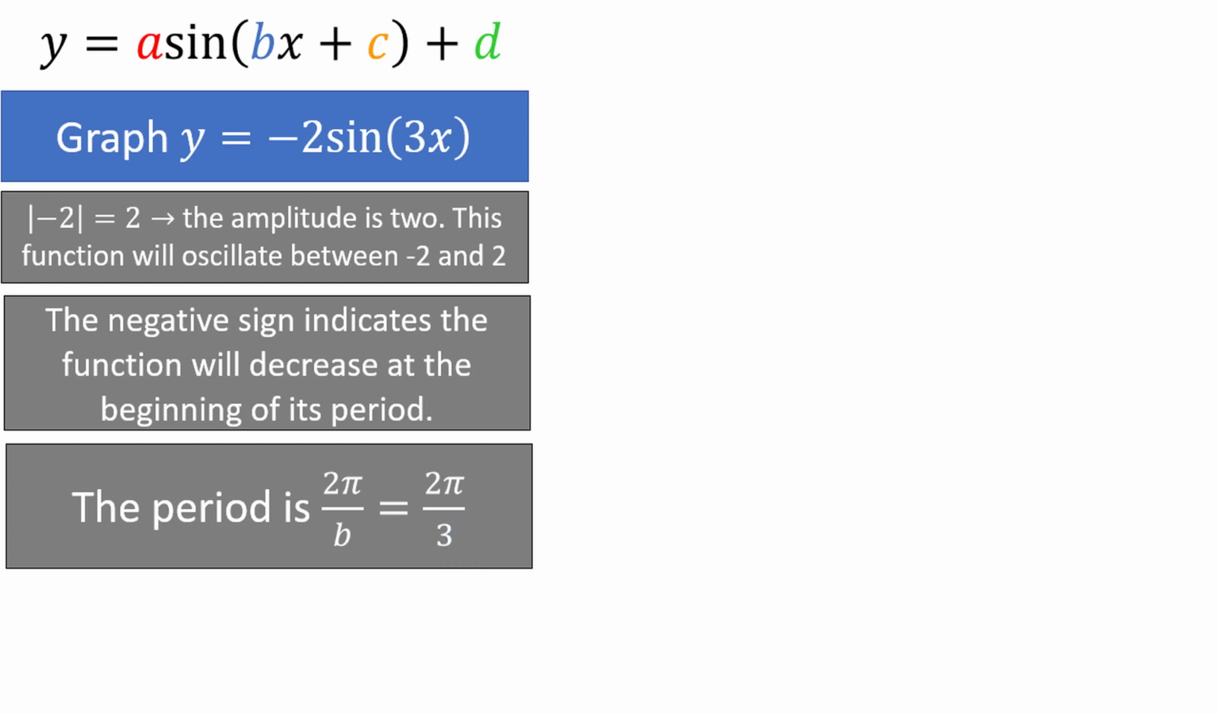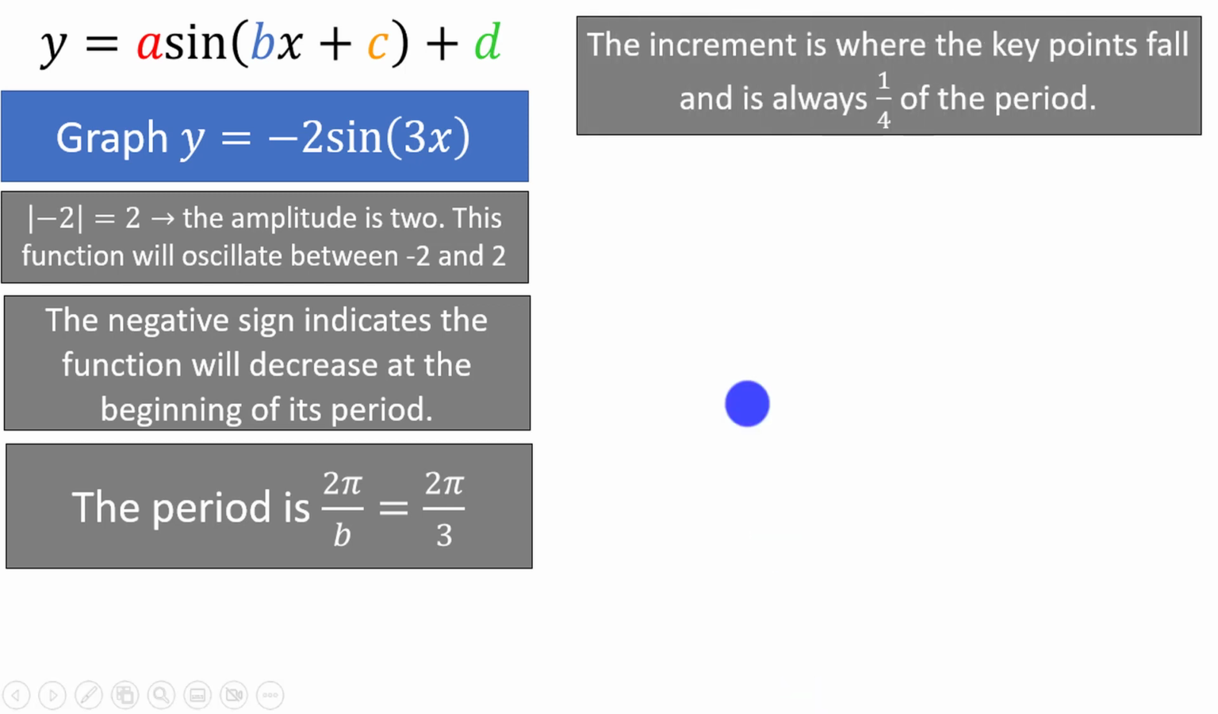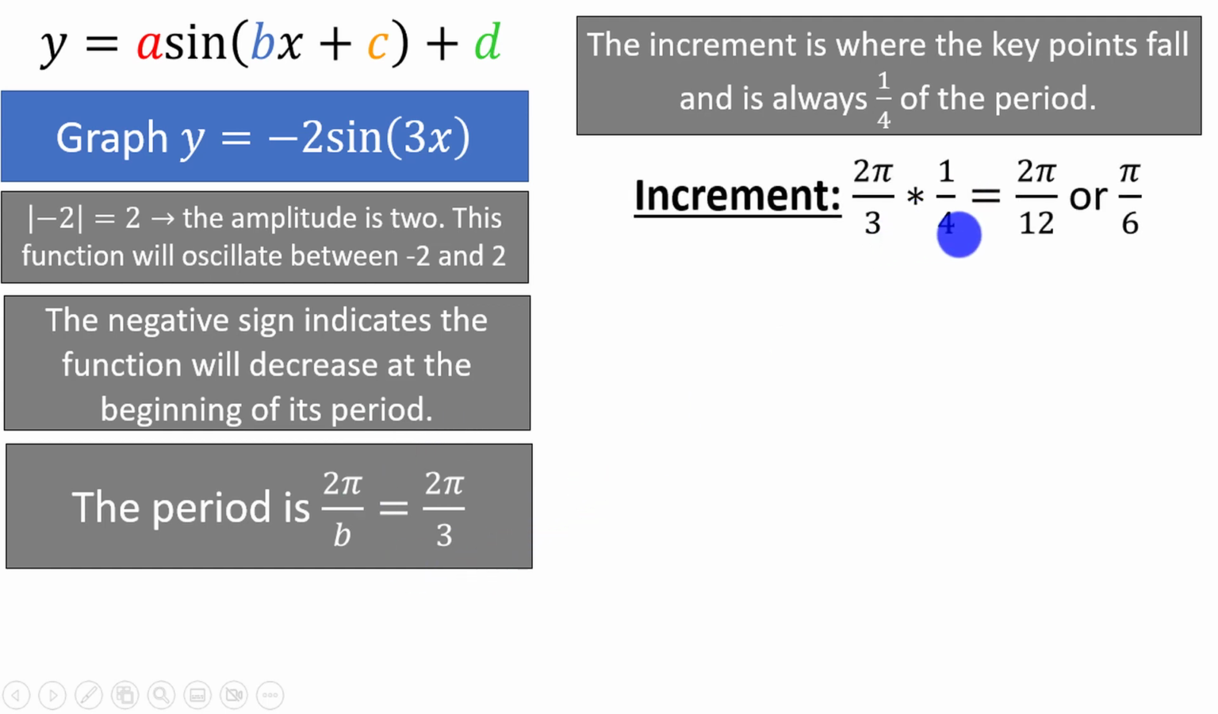As I've been saying, we will have important key points on the graph at every quarter of the period. This is what I've been calling the increment. So we can find the increment where we will have important key points by multiplying the period by 1 over 4. 2 pi over 3 times 1 over 4 is equal to 2 pi over 12, which reduces to pi over 6. So we will have important key points on the graph at every pi over 6 radians.